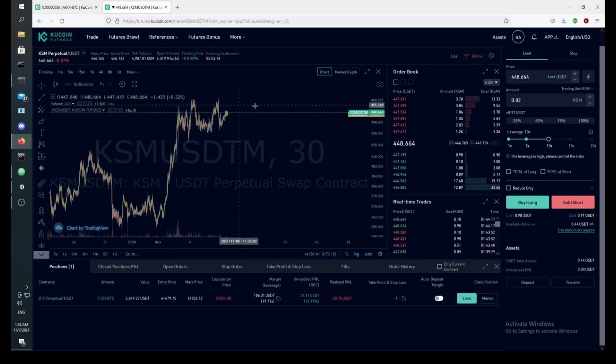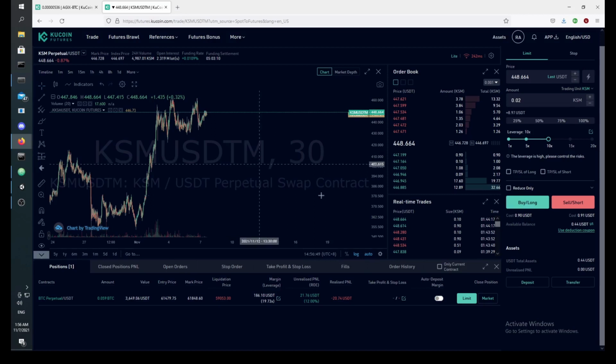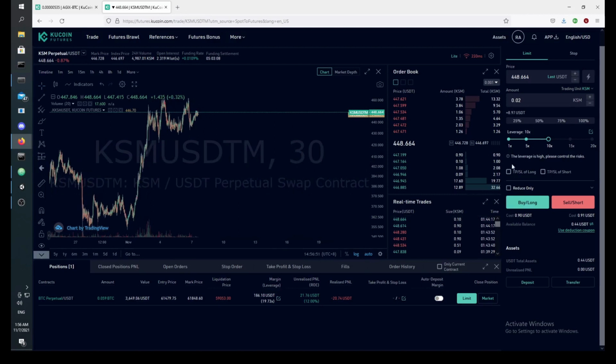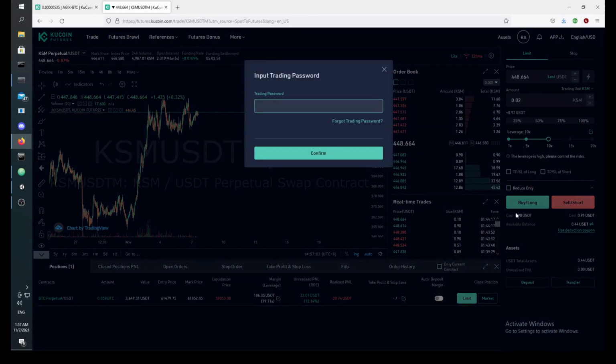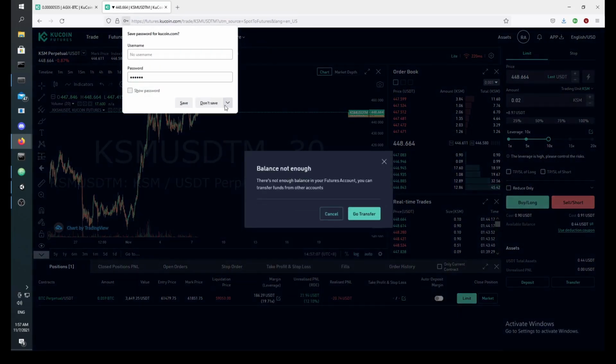So depending on your analysis of what's going on, you're going to want to place your bets carefully because you will get liquidated and you will give up all your money if you're not careful. So let's go ahead and say that we're going to do this. So we're just going to go ahead and do it. Bam. And it's going to ask you to send in your trading password. You're going to type that in.